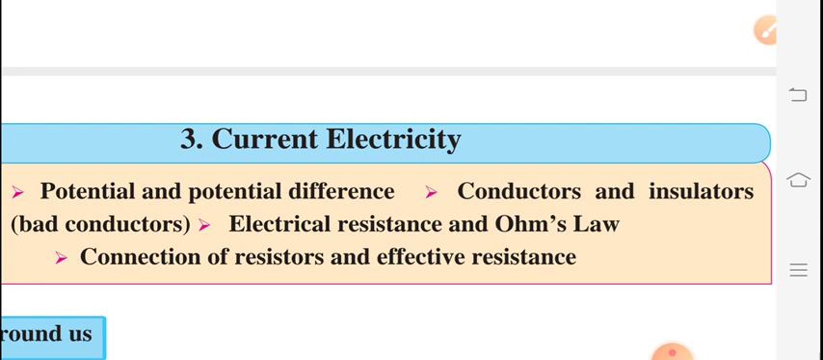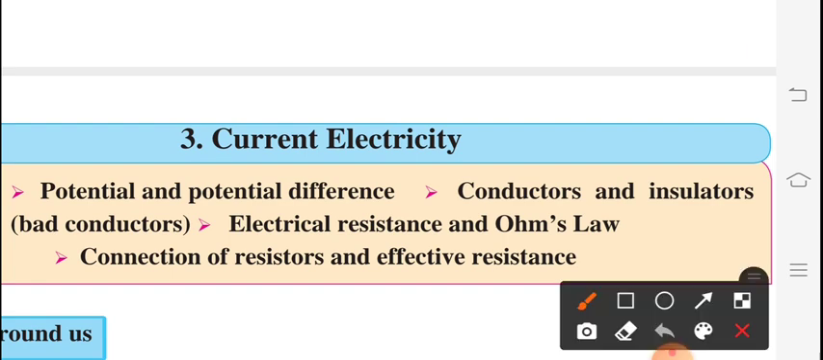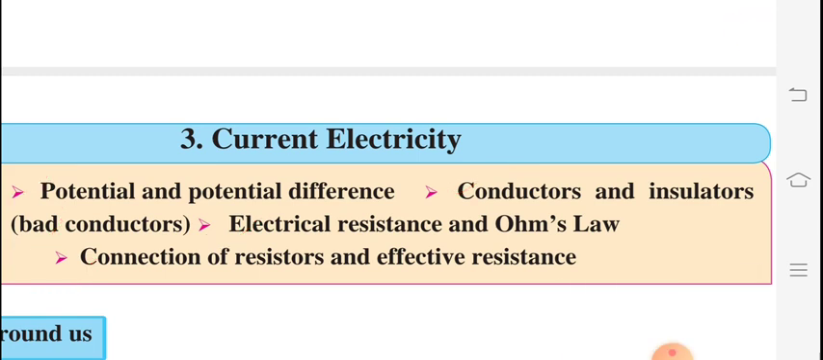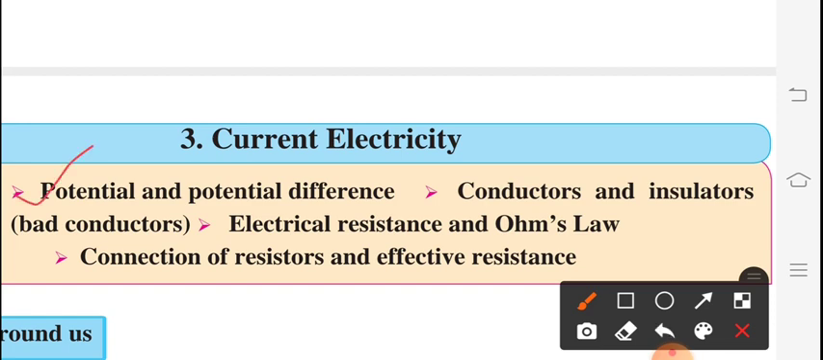In this chapter we are going to discuss potential and potential difference, conductors and insulators, bad conductors, electrical resistance and Ohm's law, connection of resistors and effective resistance. Today we are going to discuss potential and potential difference.